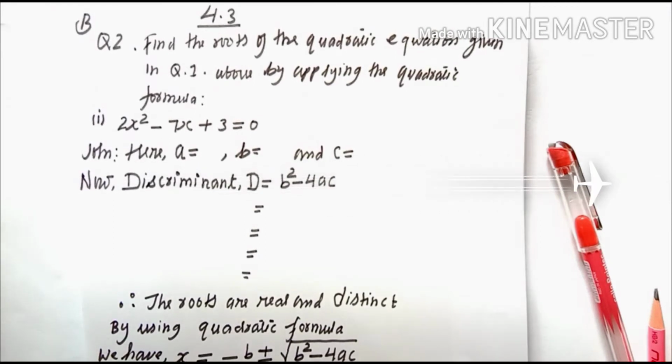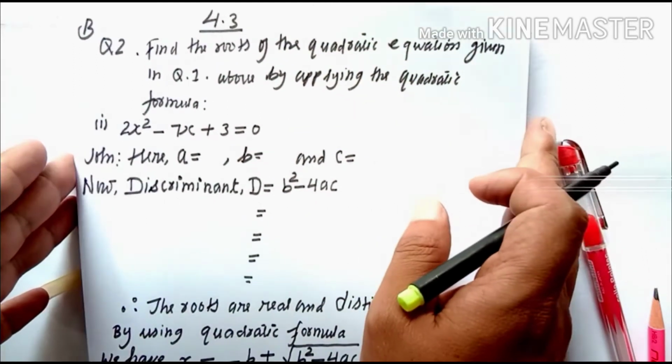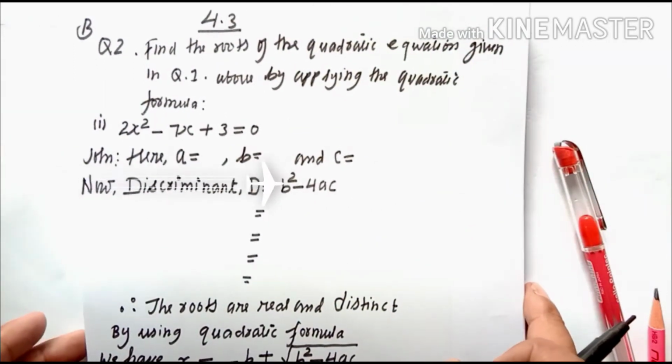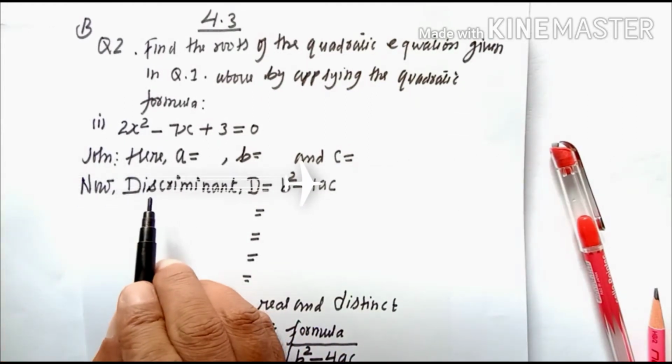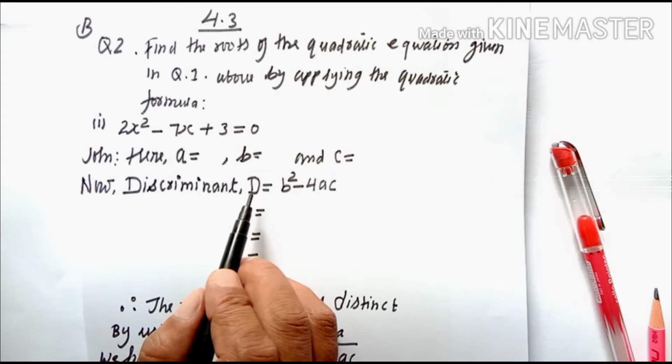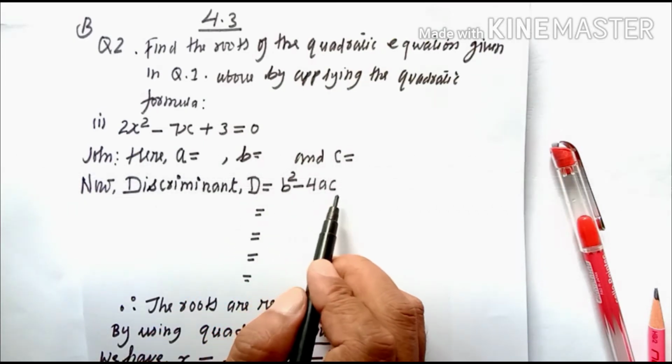4.3, question number 2. Find the roots of the quadratic equations given in question number 1 above by using the quadratic formula. So before we start here, do refer to your notebooks. The formula is already given to you. So now here, first you'll have to know the discriminant formula. To get the discriminant value, we know that it is b squared minus 4ac.